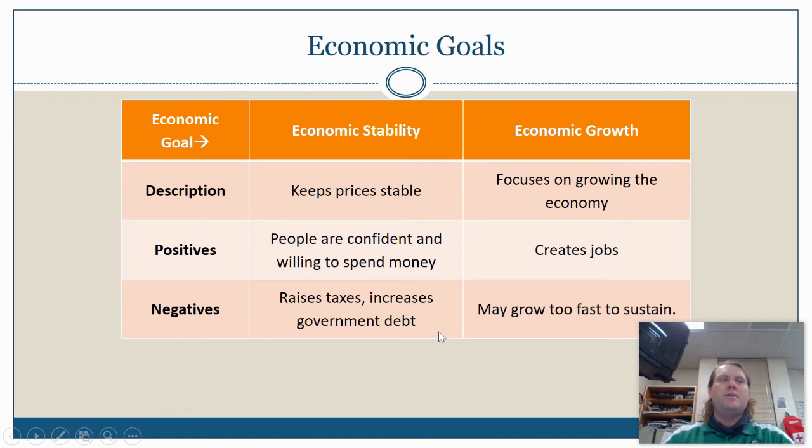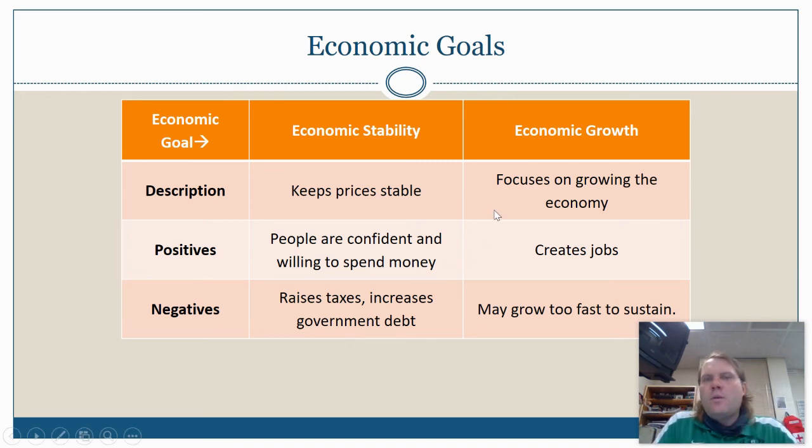The positives are that people are a little bit more confident. It keeps people's jobs, right? The people that get that money, they get jobs or they keep their jobs and still earn an income. And again, have that confidence that they are going to earn a paycheck from week to week, month to month. All right. The last one is economic growth.